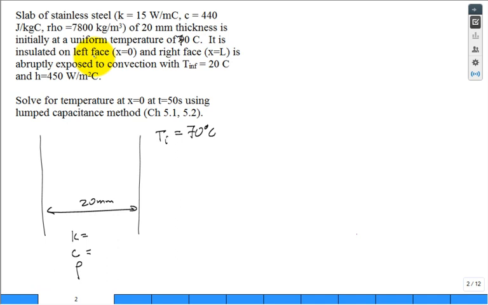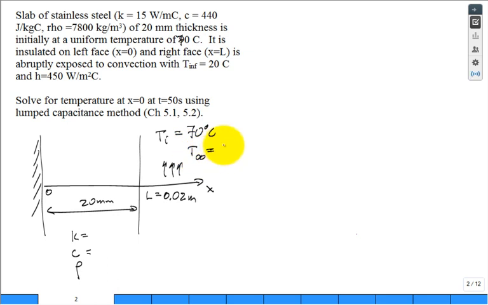And is insulated on the left side at x equal to 0. So we'll have an x-coordinate system go from 0 to L, where L is 0.02 meter or 20 millimeter. And it's well insulated over here at the left face. And on the right face, it's abruptly exposed to a convecting fluid where T infinity is given to be 20 degrees C, and a convection coefficient of 450 watts per meter squared degree C.